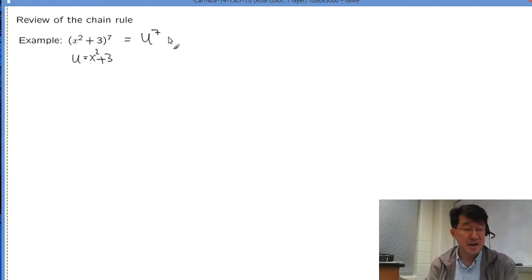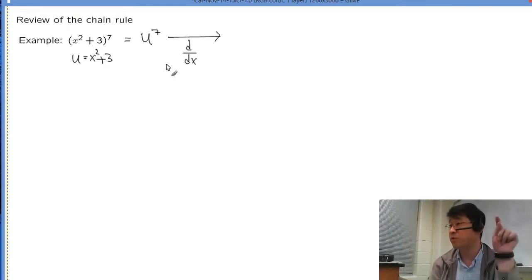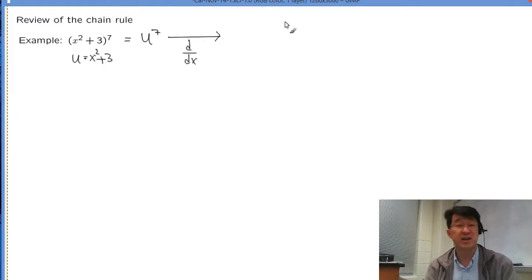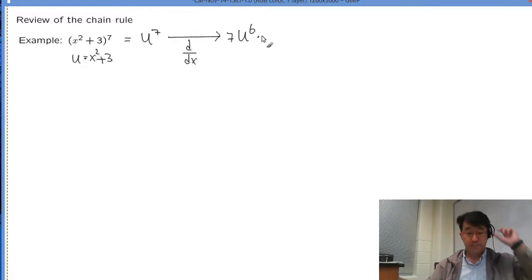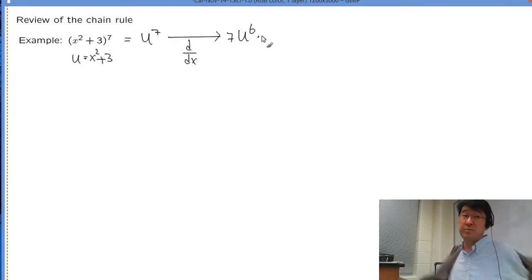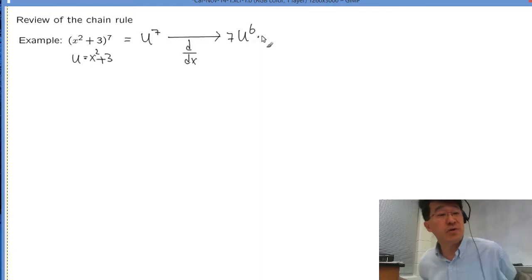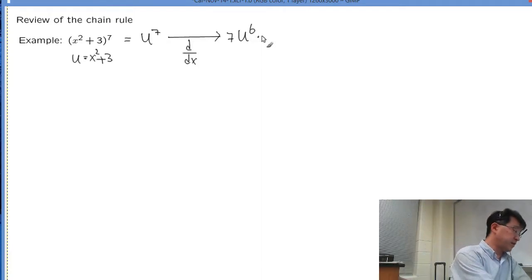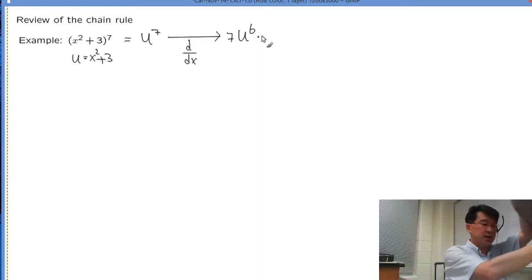The next step is calculus. This is going to be d/dx. Pay attention to the lower part. I'm differentiating this with respect to x, right? And what is the answer? 7 times u to the 6th times what is it? du/dx. So I'm going to write it in the form of du/dx rather than just writing 2x there. du/dx.